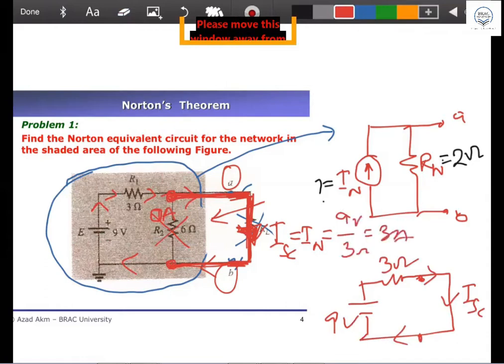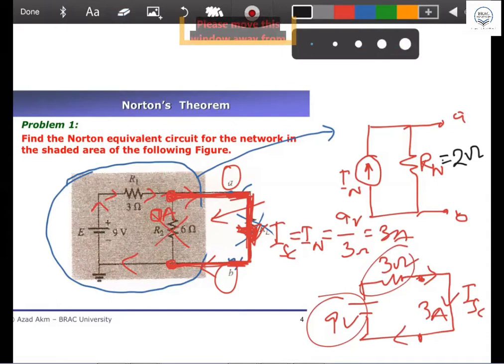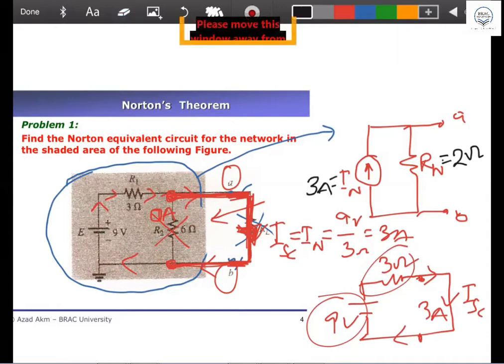So your short circuit, what is this? 3 ampere current is flowing through this, because of Ohm's law, direct. All right, everybody understood it. Then what your answer is, the Norton current will be 3 ampere. So 3 ampere Norton current and Norton resistance is 2 ohm. So that's the way you can get the simple answer. This is the equivalent circuit for the Norton theorem.